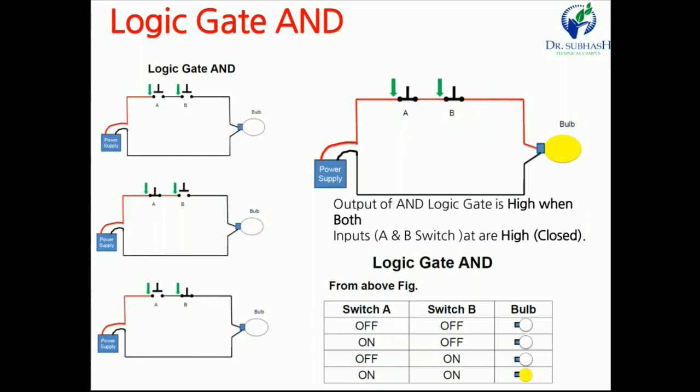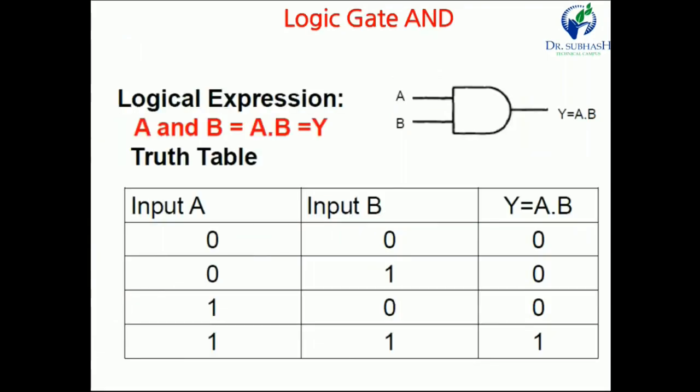So let's draw a table, and this table is known as a truth table. Now this is the symbol of the AND gate. Here we give two inputs A and B, but more than two inputs are also possible in all these logic gates. The AND gate and OR gate both can have more than two inputs, but only in the NOT gate there is only one input.